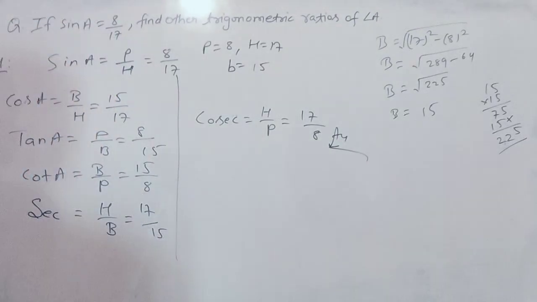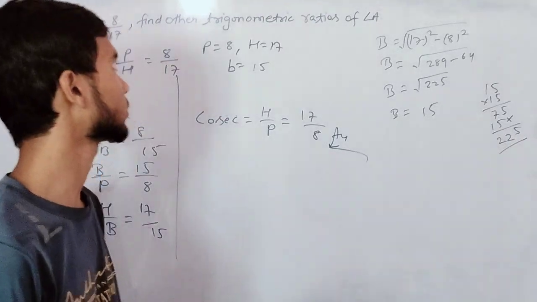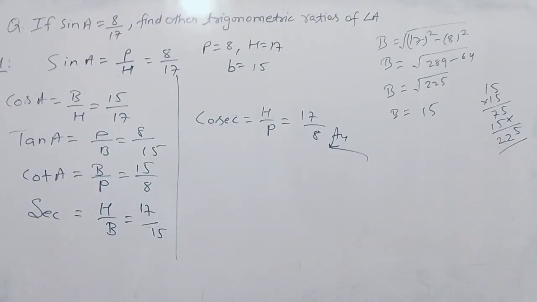So we have found the other trigonometric ratios of angle A, where sin A was given as 8 upon 17. That is how you will find the value of any trigonometric ratio.